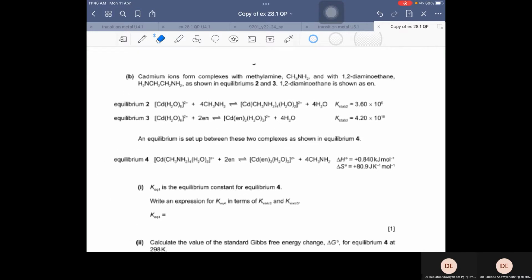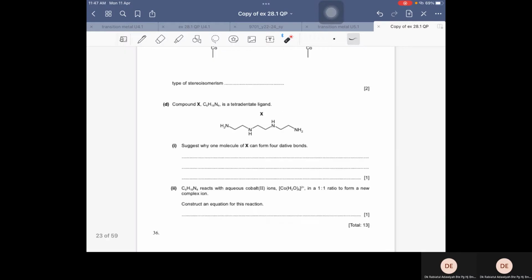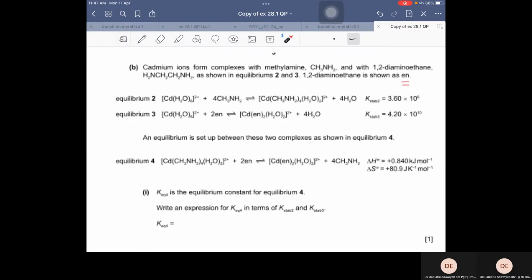Part B, okay? So cadmium ions, Cd, form complexes with methylamine and 1,2-diaminoethane. So that's our bidentate ligand that we just looked at earlier. The 1,2-diaminoethane is shown as en, the shorthand notation. Equilibrium 2 is when methylamine kicks out water. So this is a ligand exchange. It kicks out 4 water molecules out of 6. Equilibrium 3 is when en kicks out water. Again, 4 molecules of water, because en is a bidentate ligand. So 2 molecules of en would form 4 dative bonds. But that's not our concern now.